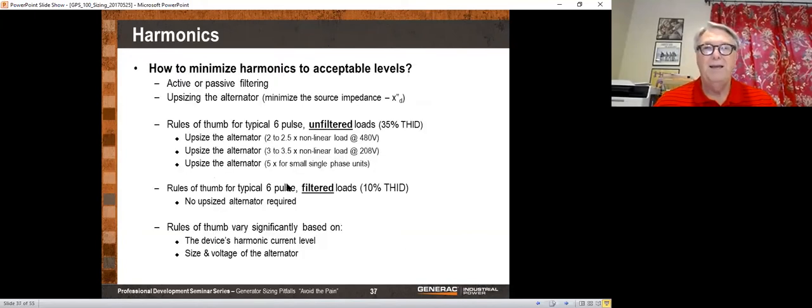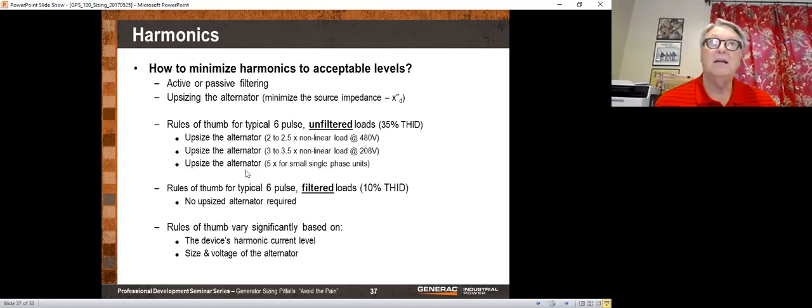If you have a variable frequency drive, and it's unfiltered, in other words, you have reactors, but you don't have a harmonic filter, you're going to have about 35% total harmonic distortion, and you're going to have to upsize the alternator 2 to 2.5 times at 480 volts, 3 to 3.5 times at 208 volts, or 5 times for single phase units in order to control your harmonics.